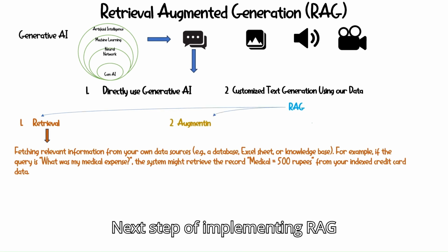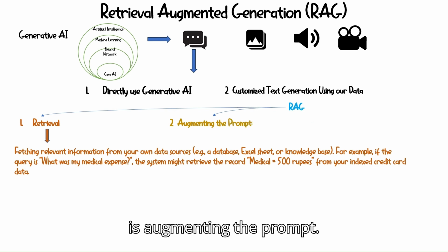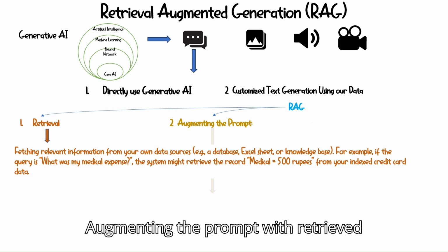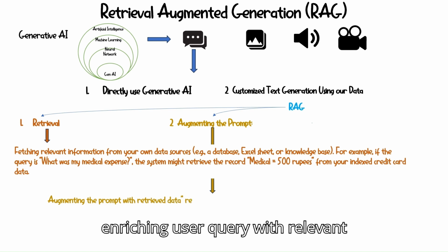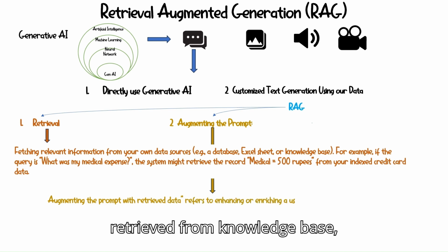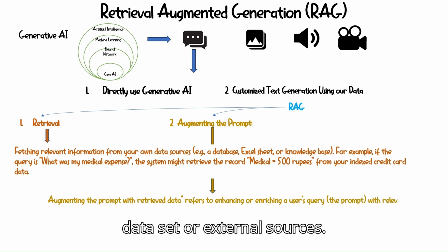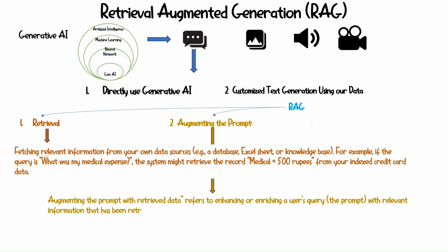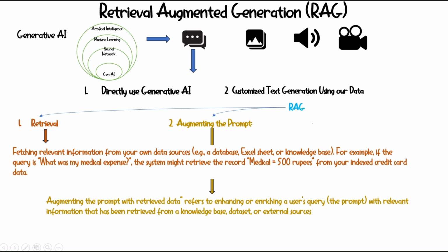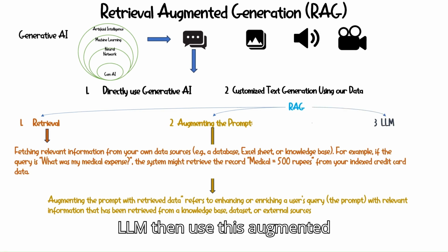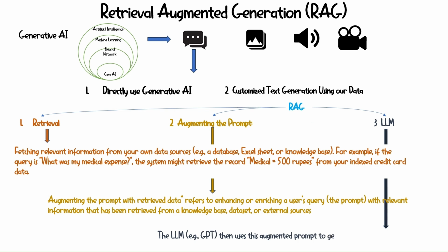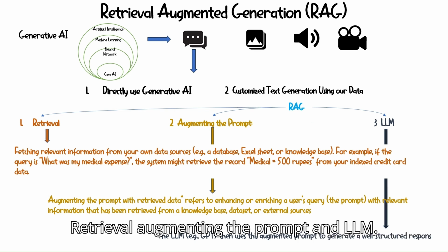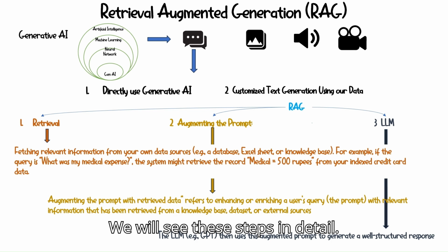The next step of implementing RAG is augmenting the prompt. Augmenting the prompt with retrieved data refers to enhancing or enriching the user query with relevant information that has been retrieved from a knowledge base dataset or external sources. In the third step, we will use the LLM. The LLM then uses this augmented prompt to generate a well structured response. Retrieval, augmenting the prompt, and LLM, we will see these steps in detail. Let's see the retrieval.